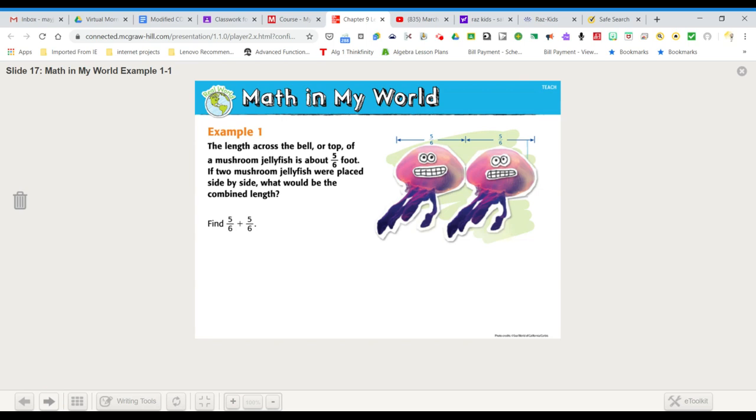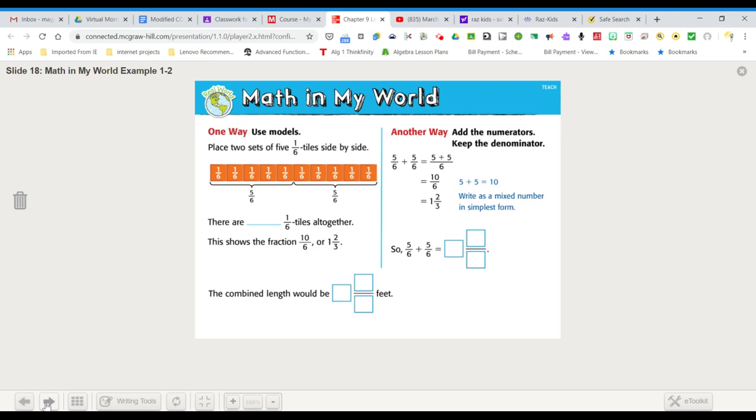So think about, what have we learned? We don't add the denominators, we only add what? That's right, the numerators. So we've got 5/6 plus 5/6, which hopefully you wrote. There's a couple of different ways that they're showing you to do this, where we've got these tiles, where we have 5/6 here plus another 5/6 is going to give you how many 1/6 tiles? 1, 2, 3, 4, 5, 6, 7, 8, 9, 10.